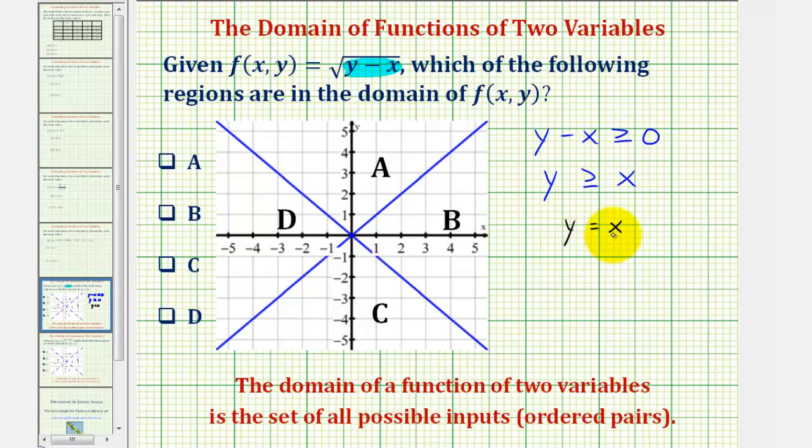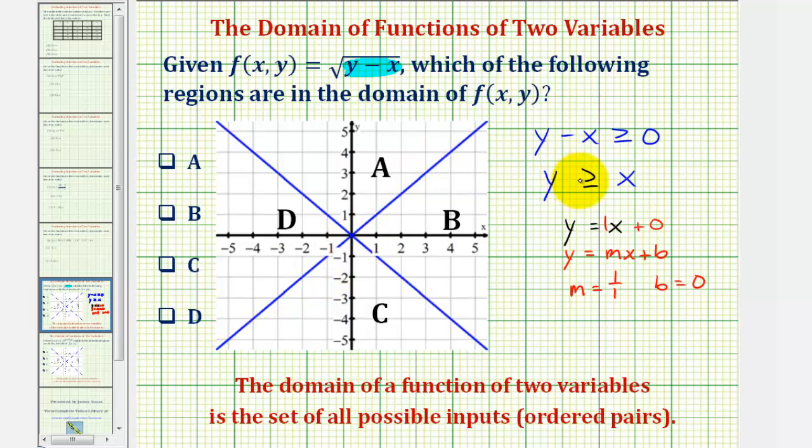So if we're going to graph y equals x, this is in slope-intercept form, with the form y equals mx plus b, where the slope would be the coefficient of x, so the slope is 1 or 1 over 1, and the y-intercept, because there's no constant, would be 0. So notice how the line with a y-intercept of 0 and a slope of 1 would be this line here.